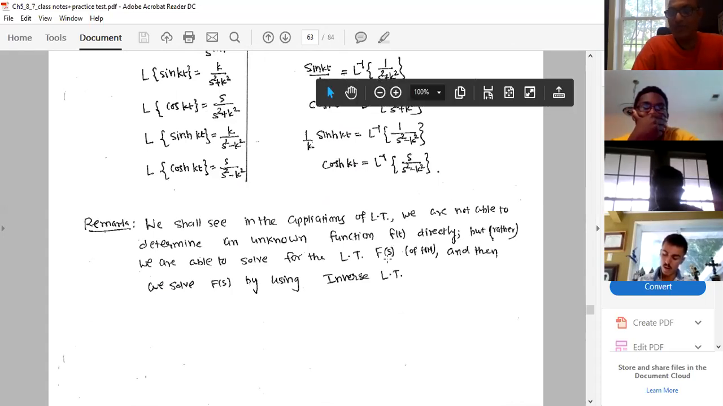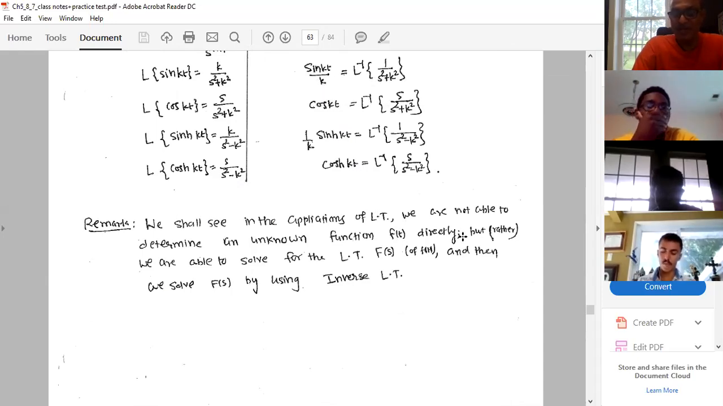So in the applications, you are going to see that we are not determining the unknown function f(t) directly, but rather we are able to solve for the Laplace transform F(s), and then we recover it by the inverse Laplace transform.